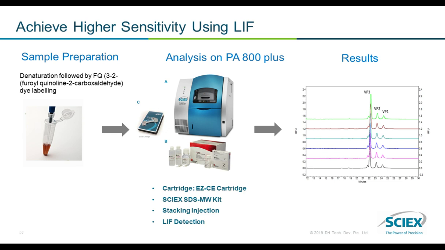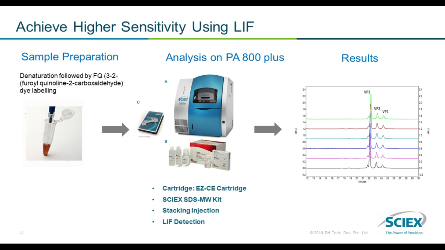And like I said previously, if you would like to increase sensitivity for this capsid protein determination and presence of impurities, you can label the proteins with a fluorescent dye after denaturation of the sample. And there are other dyes also available. This data is based on FQ dyes, and again, same thing, and you do LIF detection here.